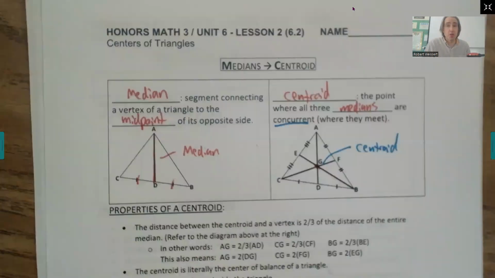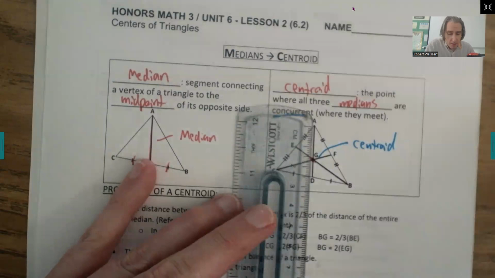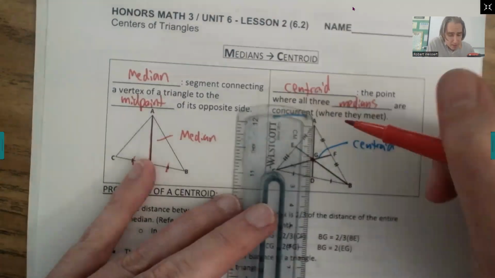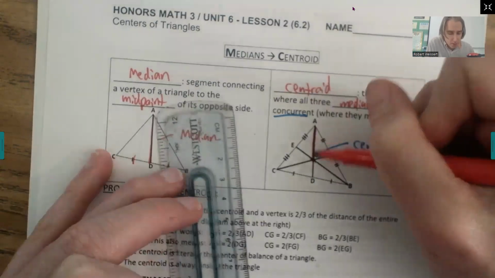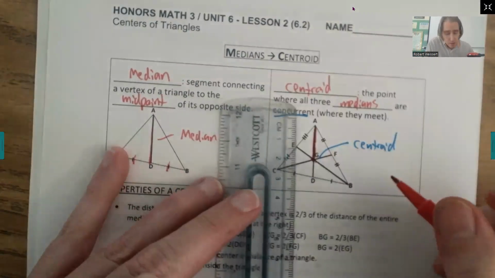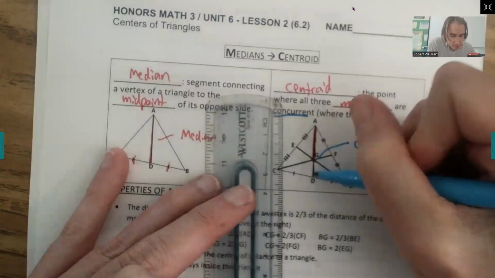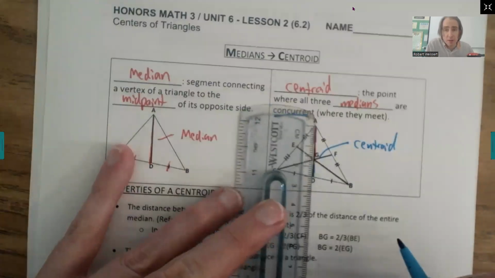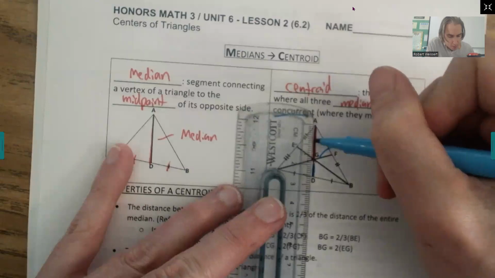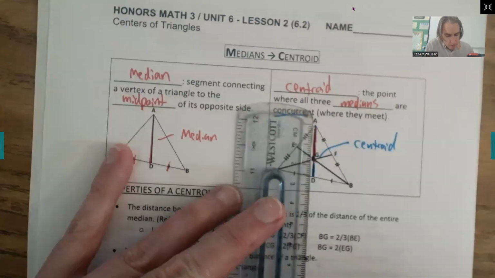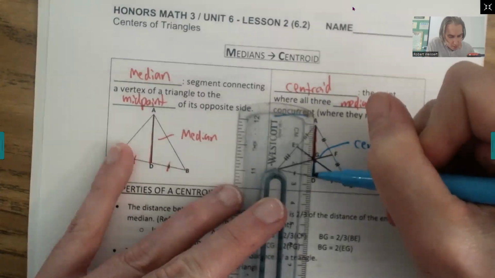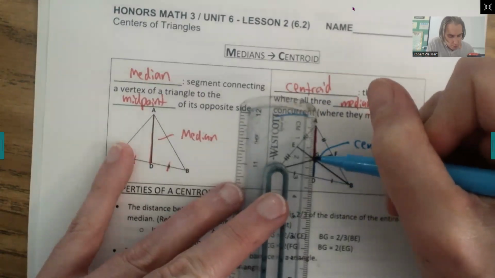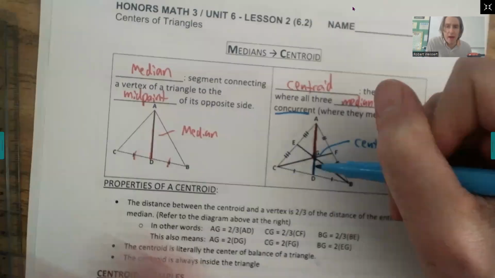There are a few properties you should know. A very useful property in medians and centroids is that the segment connecting one vertex to the centroid is actually twice as long as the remaining part of that median. So if you look at those lengths here, that's about 1.7 centimeters. And this is going to be about just under 1 centimeter. So that's going to be about half of that.